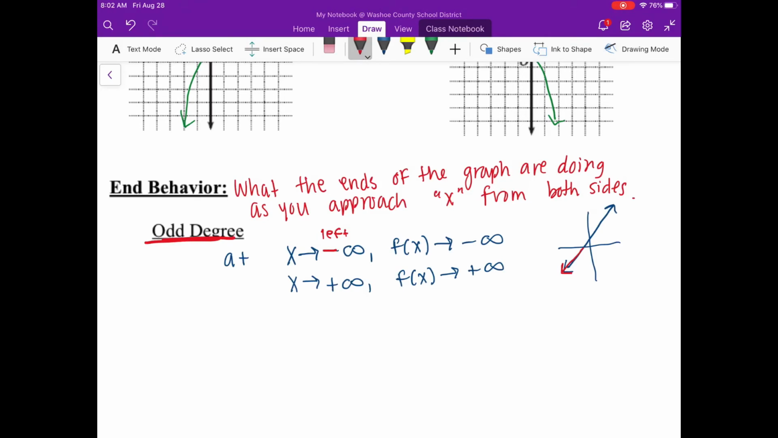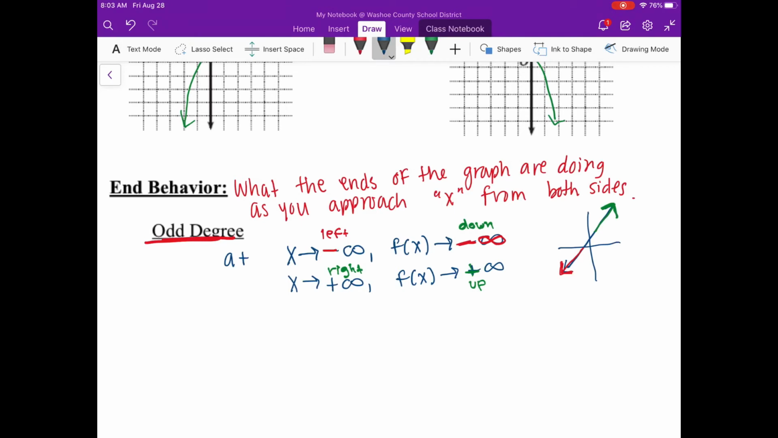If I go left on my graph, what's happening to your y values? They're also going down. So that's why it approaches negative infinity. As I look at the right side of my graph, that's what the positive infinity is. What am I doing? It's going up and to the right. So this is why it's going up. So this is showing you if it's going up or down, essentially, as you go left and right.